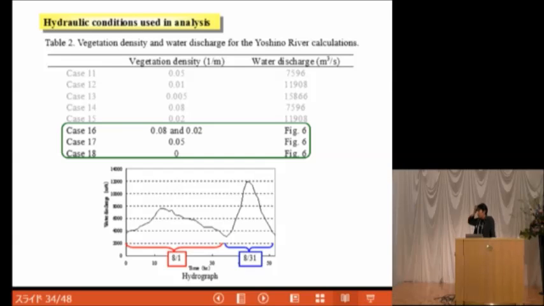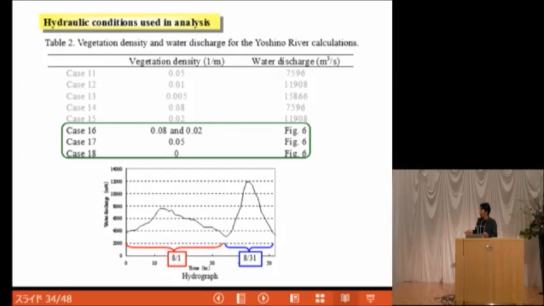And in the field, we don't have so much information considering the invasion, growth, and wash-away process of the vegetation. And as I showed you, the phenomena in the Yoshino River were very quick. So in this calculation, we tried to change the vegetation density for each flood. In case 16, for the first flood, 0.08 is used, and for the second flood, 0.02 is used. In the next calculation, case 17, the average value is used for both floods. And in the last calculation, we neglected the vegetation.